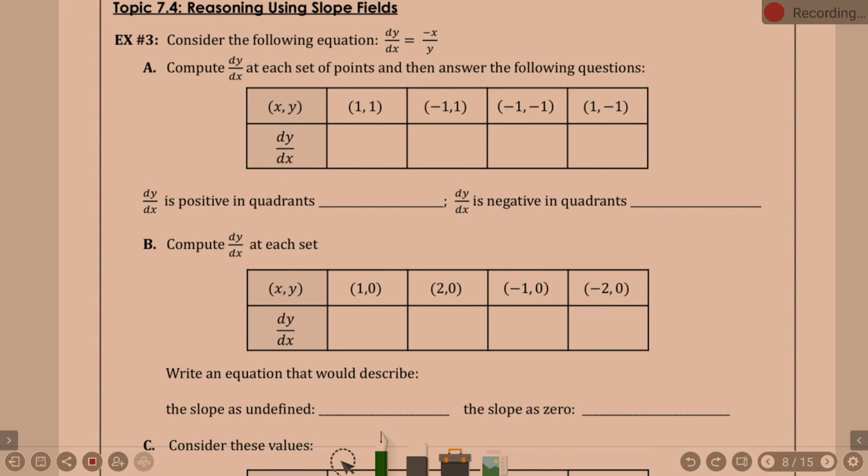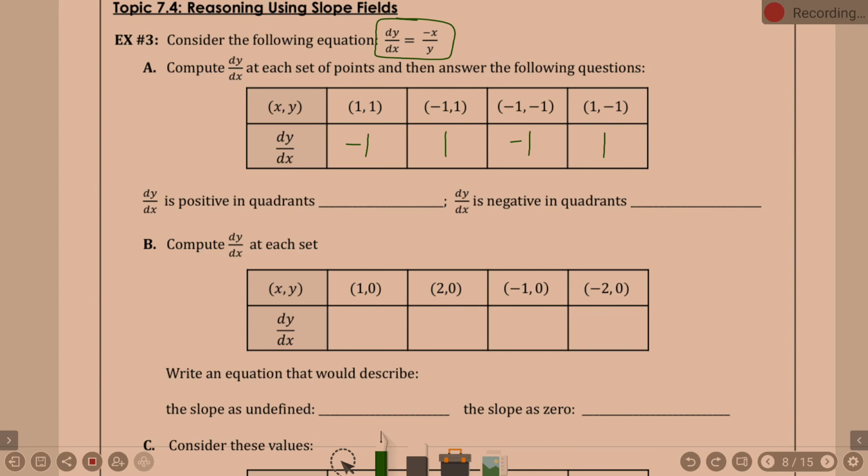So, if you plug 1, 1 in, what are you getting? -1. Okay. If we plug negative 1, 1 in, 1. Negative 1, negative 1, -1. 1, negative 1, 1. Are you guys with that? Yeah. Okay. dy/dx is positive in quadrants blank, and dy/dx is negative in quadrants blank.